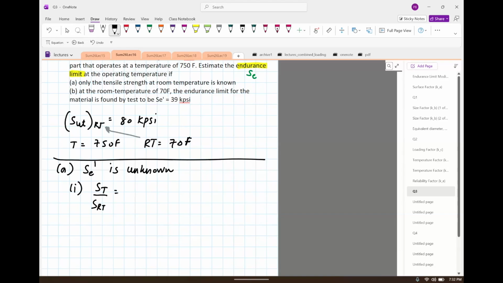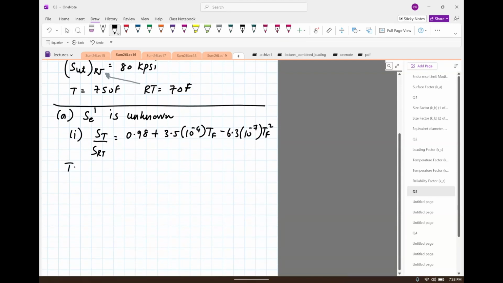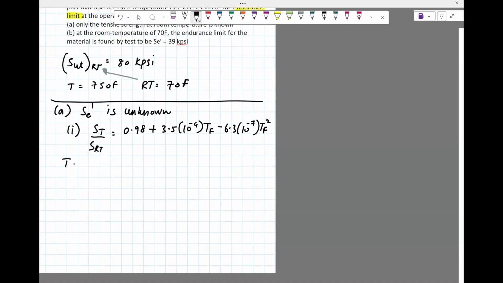SRT equals 0.98 plus 3.5 TF minus 6.3. Okay, so we put TF as 750 and then solve for ST divided by SRT. It comes out to be 0.89.